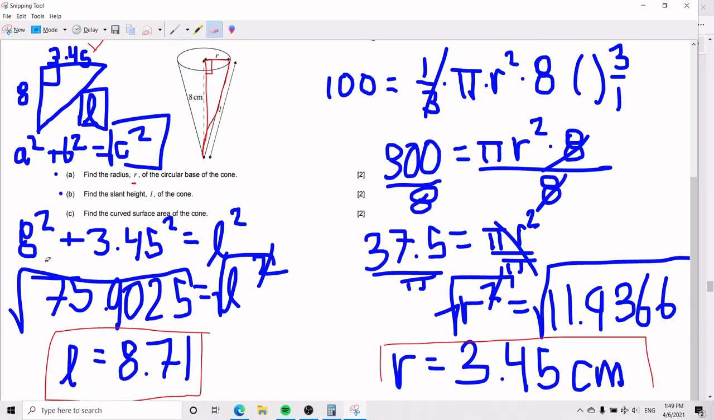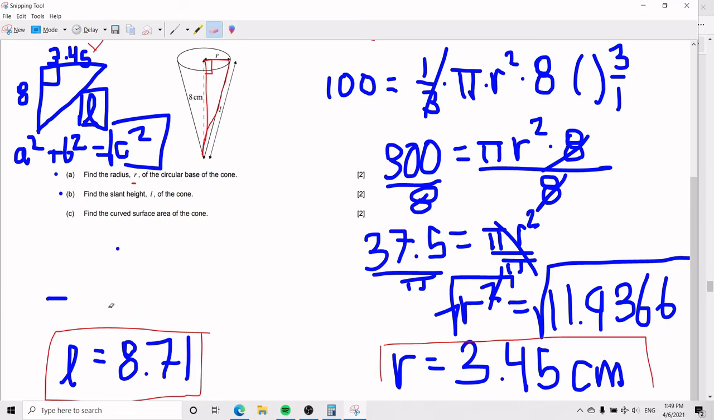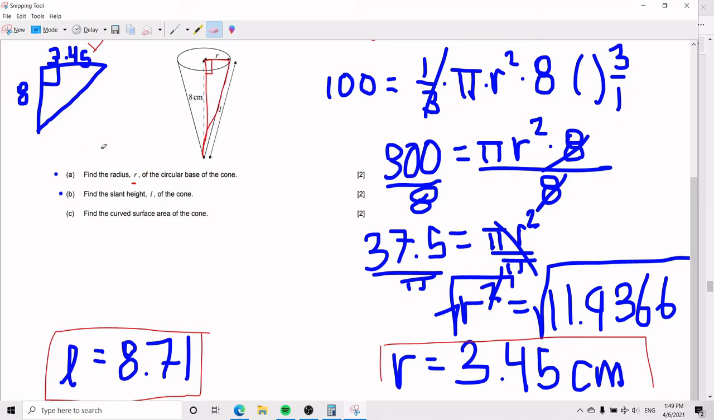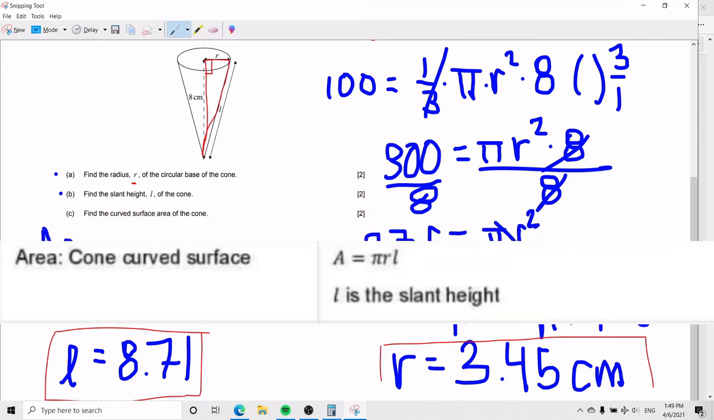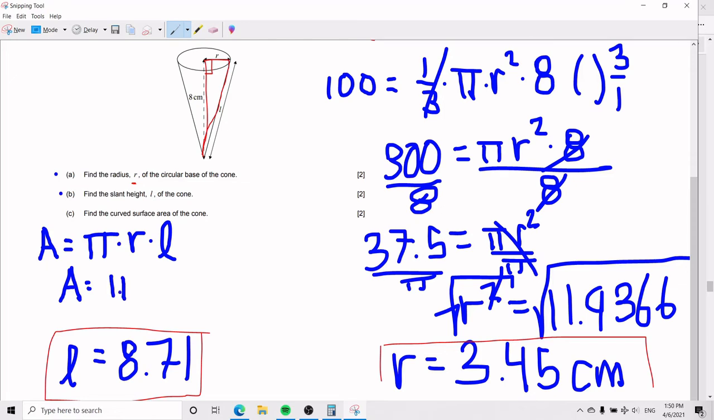Finally, we're going to find the curved surface area of the cone. And so again, we open up our formula booklet and we see what we can use to find the curved surface area of the cone. Here we will discover that the formula for the curved surface area of the cone is pi times r times L. And so we know we have r from part A, and we know we have our L from part B. And so we plug everything in.